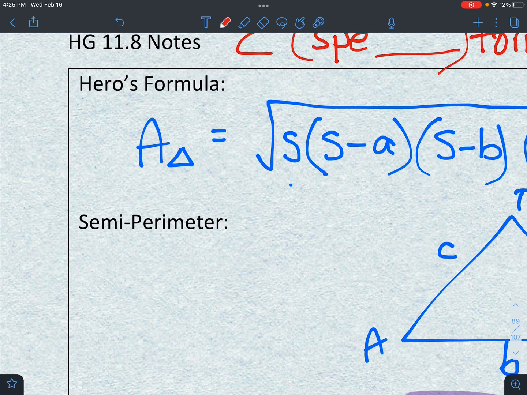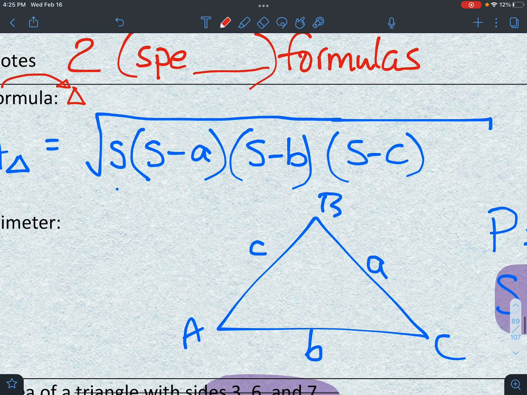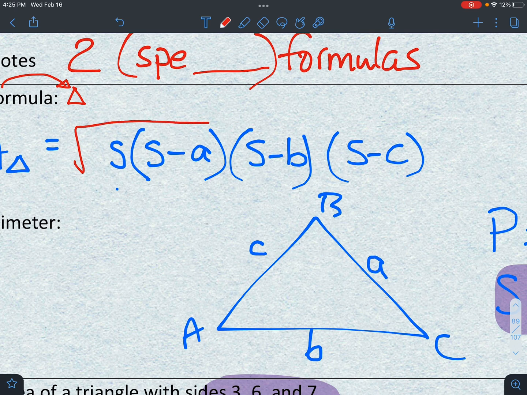Area of a triangle. Okay, kids? New formula for calculating the area of a triangle. It is not as convenient or as slick as our old one, but sometimes it's very useful. Notice, it is an extremely long square root. Yeah? So get that in your notes.